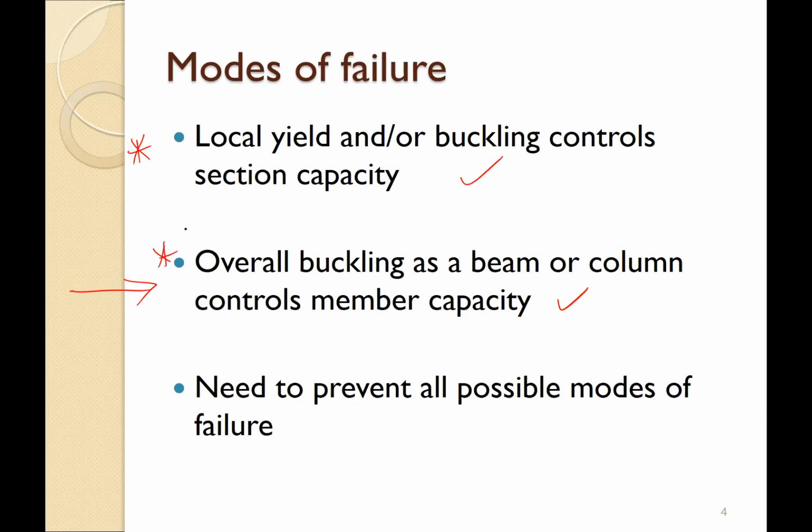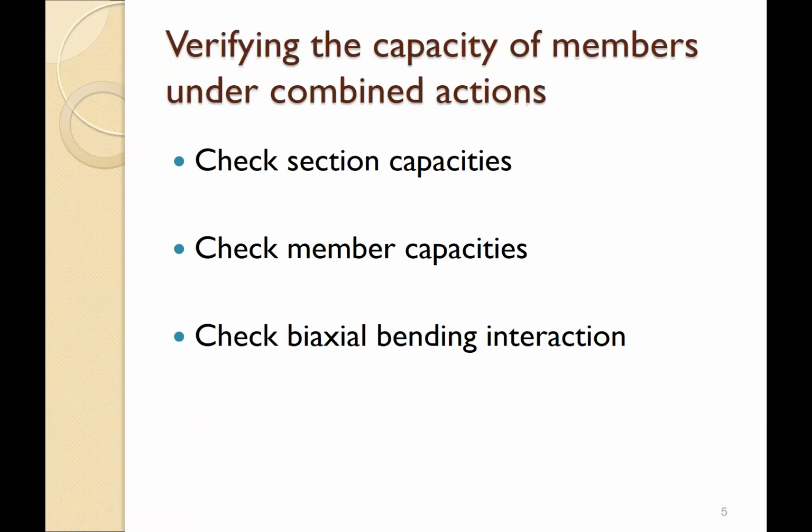Need to prevent all possible modes of failure. Very important. If you do not prevent all possible modes of failure, as I always say, nature follows its own way. That means nature will follow the weakest link and will cause the failure, and it will not tell you. So it is our job to understand that these are the possible modes of failure and we have to prevent them. Now, verifying the capacity of members under combined actions.